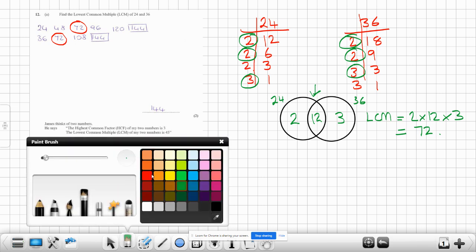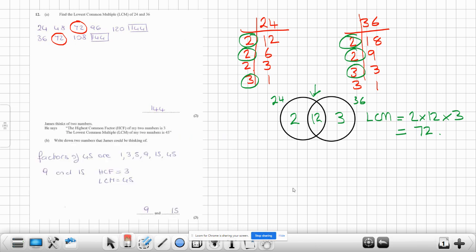I'll go back to red and let's have a read through. James thinks of two numbers. He says the highest common factor of the two numbers is 3. The lowest common multiple of my two numbers is 45. Write down two numbers that James could be thinking of. Right. Now this is like it's coming from the other direction.